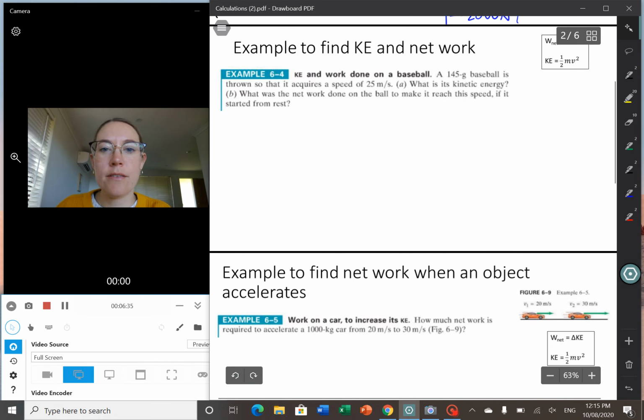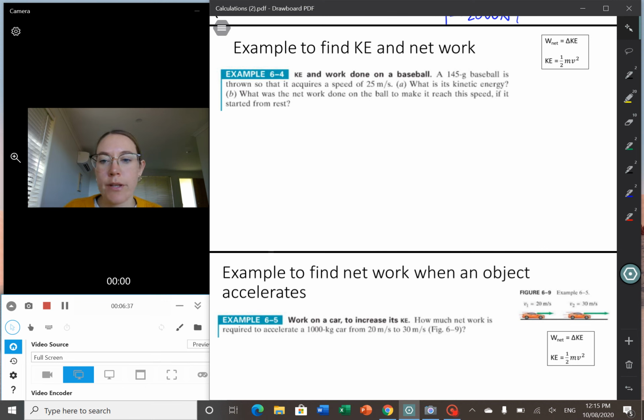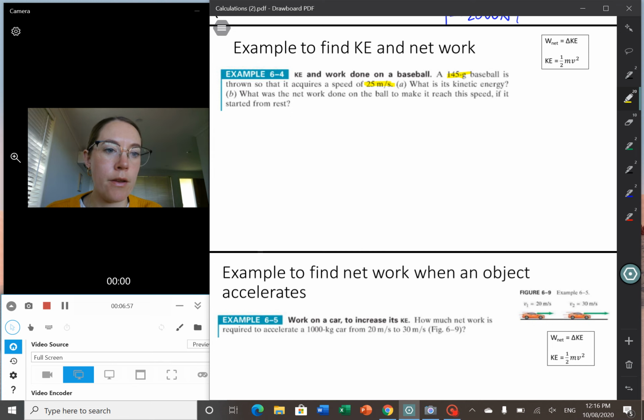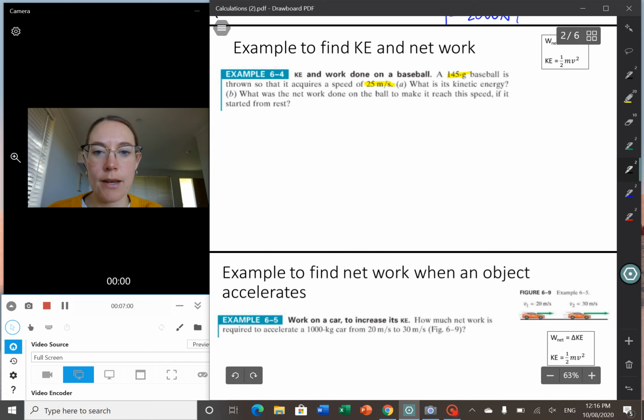Okay, and in this example, we're really just applying two formulas, the one to calculate kinetic energy and the work energy theorem. It's very straightforward here. So a 145 gram baseball is thrown to acquire a speed of 25 meters per second. In the first part of the question, we're asked to find its kinetic energy, and then we're asked to find the net work done on the ball if it started at rest.